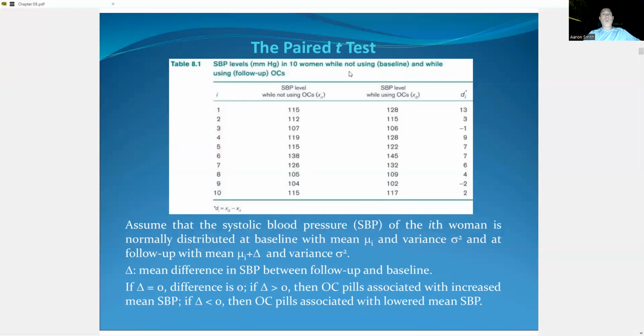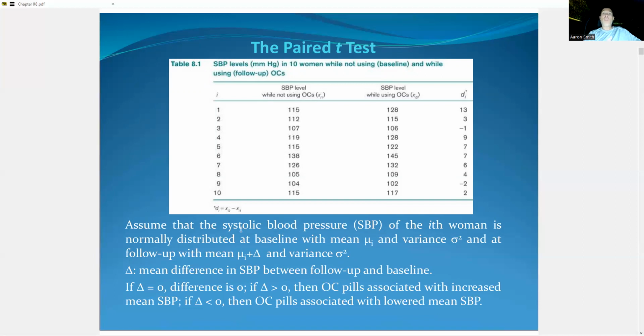All right, so here we've got 10 women, while not using oral contraceptive and while using oral contraceptive later on. And so here we have the blood pressure before they start taking oral contraceptive. Here's the blood pressure after. And here is the difference between the two. The difference is the important part of the analysis for this one.